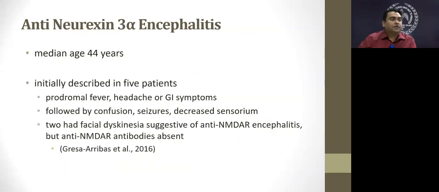Anti-neurexin 3 alpha encephalitis was initially described in 5 patients with a prodromal fever, headache, and GI symptoms, and later progressing into a neurological syndrome of confusion, seizures, and depressed consciousness.